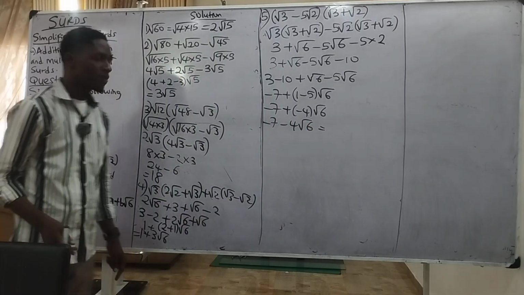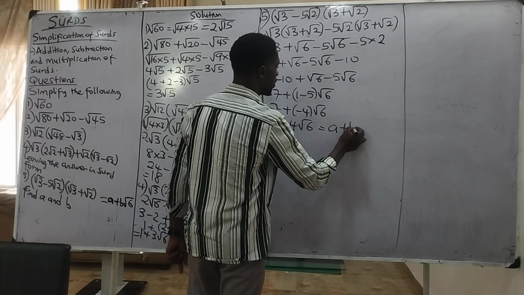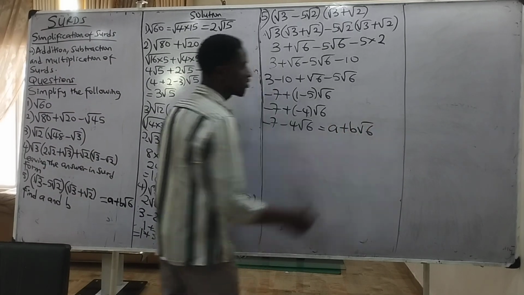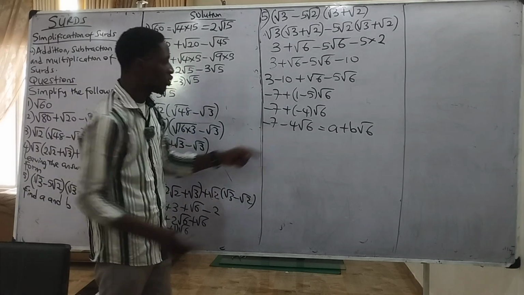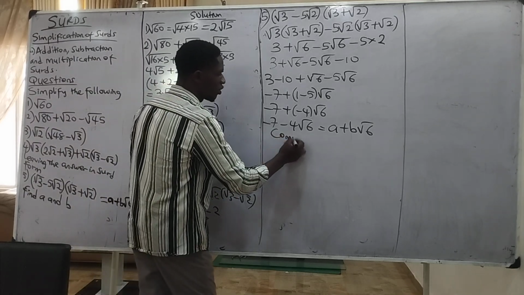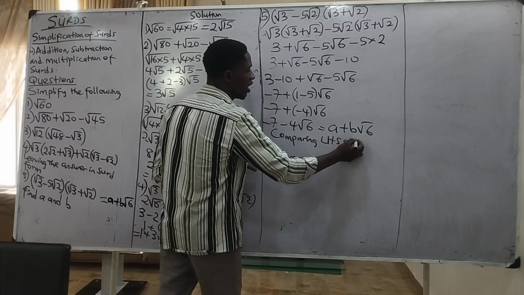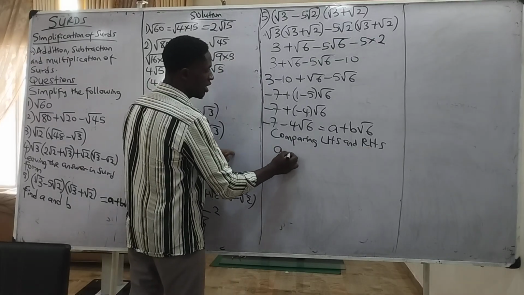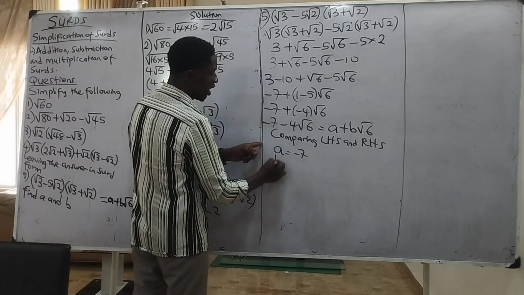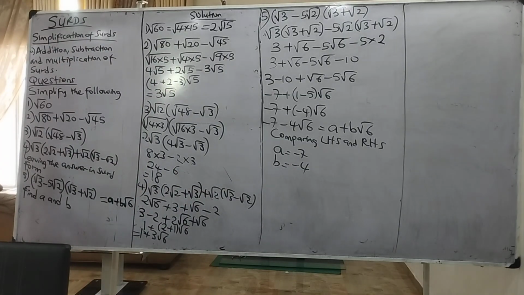This is the answer. And we are told to compare it with a plus b root 6. What does it mean? It means we are comparing the left hand side and the right hand side. So it means that my a is equal to minus 7 and my b is equal to minus 4. And that is all for now in this section.